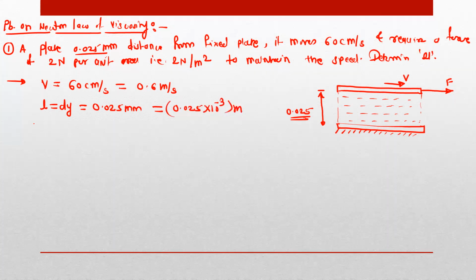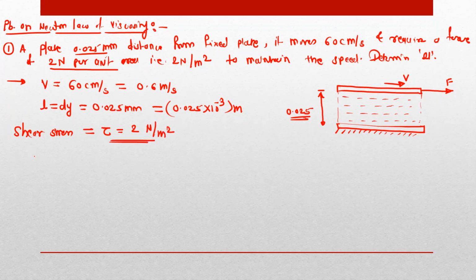Next, the force for the upper plate is given, and it is given in Newton per meter square. So this value is not a force. Okay, so what is given? This stress is given. So the shear stress value, this is tau, equal to 2 Newton per meter square. So directly the shear stress value is given.